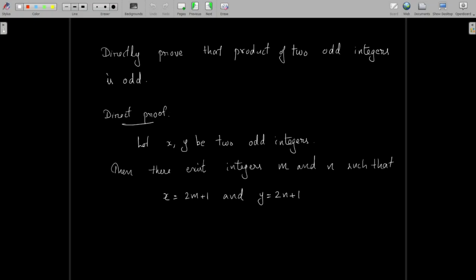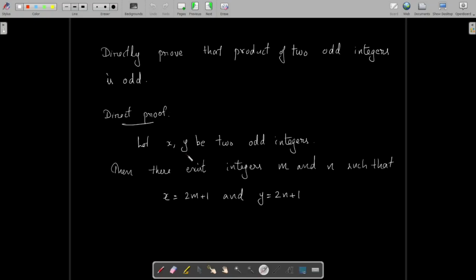Let us see how the direct proof of the theorem works. For example, directly prove that product of two odd integers is odd. For direct proof of this theorem, we will take two odd integers x and y. Here the hypothesis is x is odd and y is odd. Using the two hypotheses, we have to show that the product x into y is odd. So our conclusion is x into y is odd.